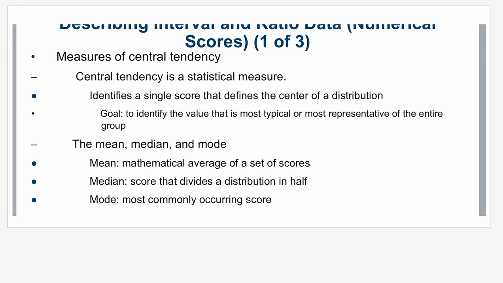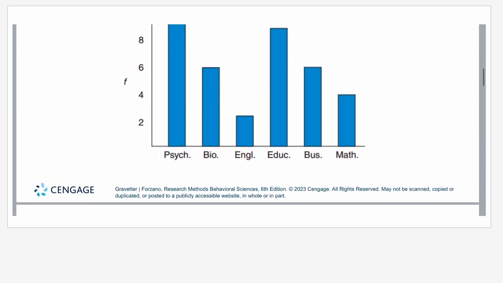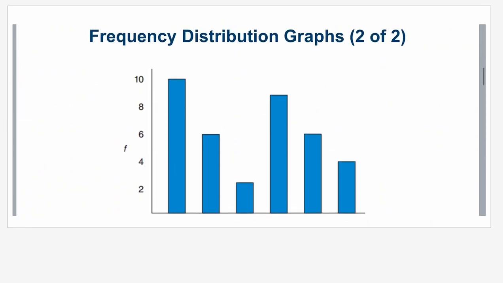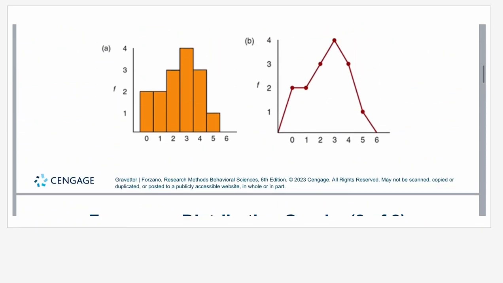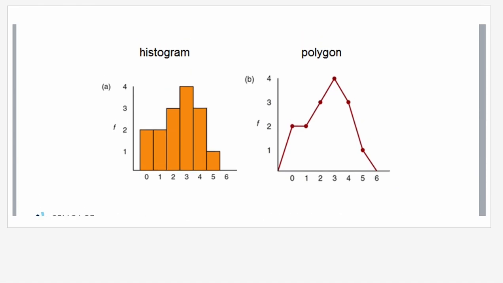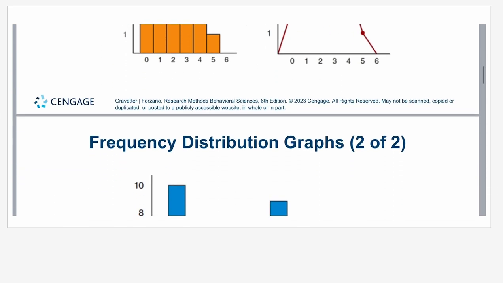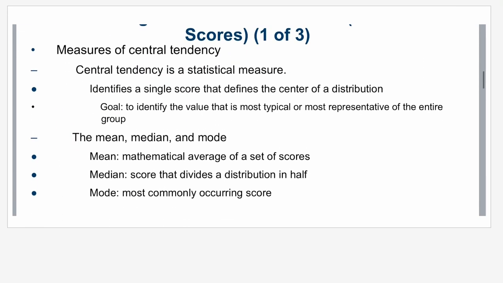The mode is literally just the most common occurring score. So in the frequency distribution we looked at, it would be the highest point. So for here, it would be the score of 3 was the highest point, the peak of the graph. And so that is the most commonly occurring score, a score of 3 for that particular data set.